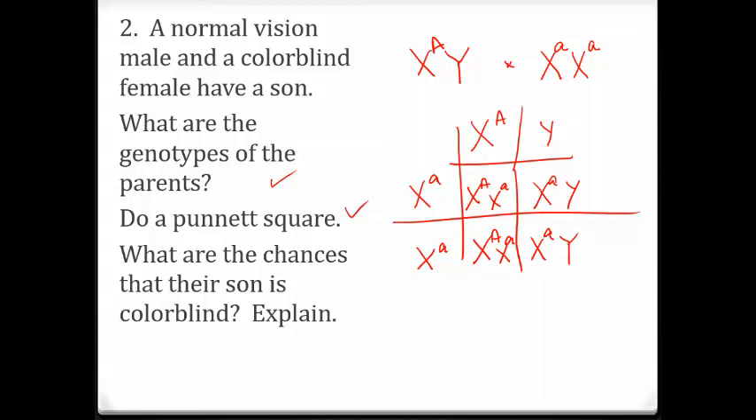Now the question is, what are the chances that their son is colorblind? So we're only looking at just the sons. Okay, that's the only 2 boxes that we're worried about. And if they're going to have a son who's colorblind, yeah, that's going to be 100%, isn't it? This one has a little a, so they're going to be colorblind. This one has a little a, they're going to be colorblind. So there's not any chance that they could have a son who's not colorblind. So 100% all sons are colorblind.